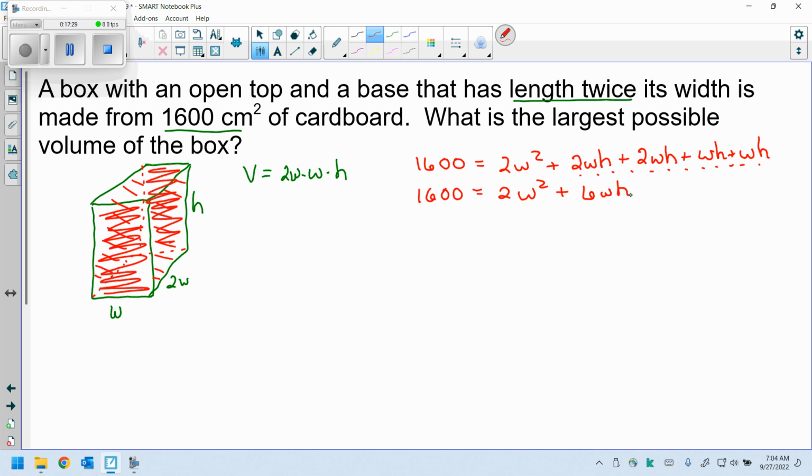Now, what variable is it easiest to solve for? I think we'd agree that the easiest variable to solve for is H. So 1,600 minus 2W squared equals 6WH. If we divide by 6W, we have solved for H: 1,600 minus 2W squared over 6W.